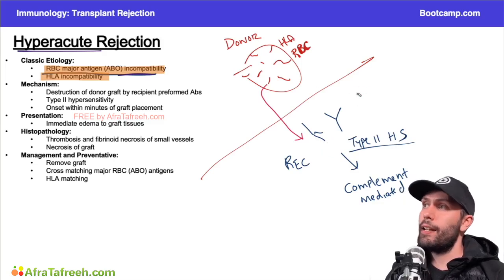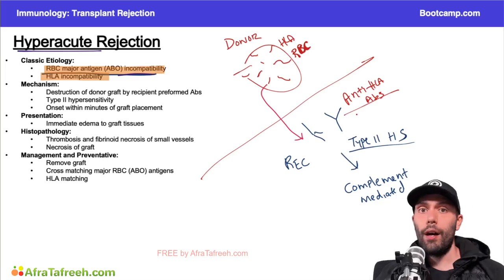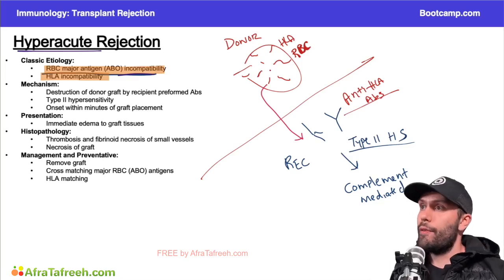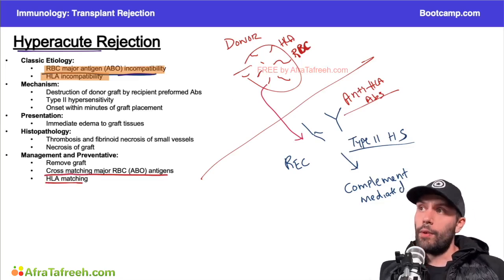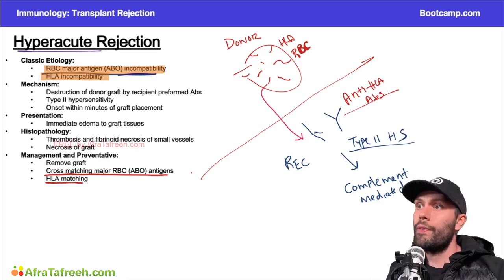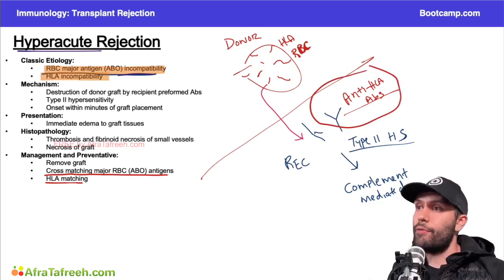Instead of it being anti-A antibodies, I might have anti-HLA antibodies to specific HLA molecules that are going to be on this donor's graft, right? This is why we have to perform HLA matching, just like we have to cross-match red blood cell antigens, right? Because if we don't match the HLA markers and we start donating tissue, that host might already have antibodies to that graft. And so what's going to happen here?